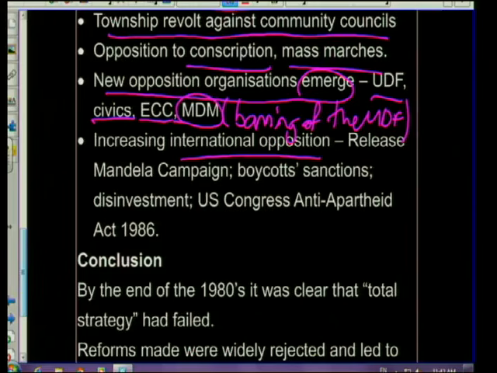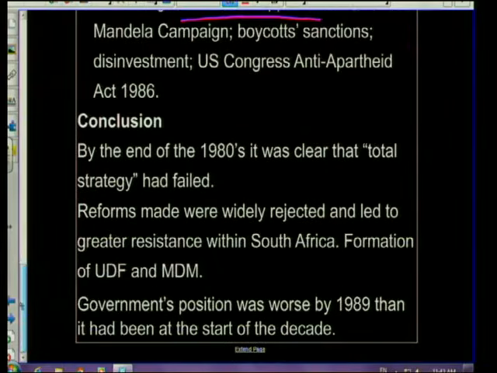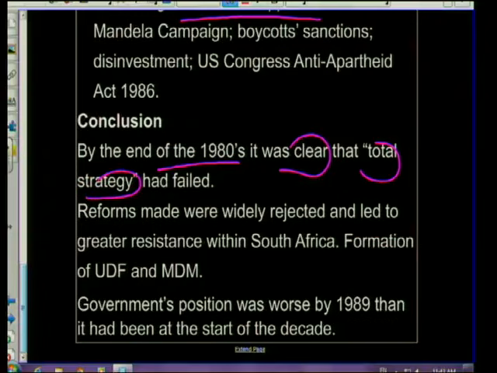And finally, your conclusion, mentioning that by the end of the 1980s, up to 1989, it was very clear that the total strategy failed. The reforms that Botha wanted to put in place to tighten up the apartheid policy actually led to more and more resistance, to a point where the government was now becoming frustrated. The people were going on with mounting resistance, and the country was becoming ungovernable.